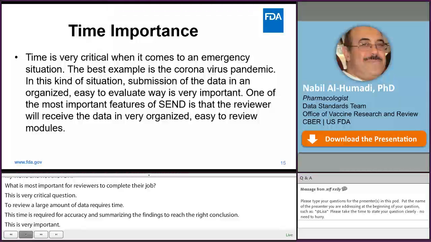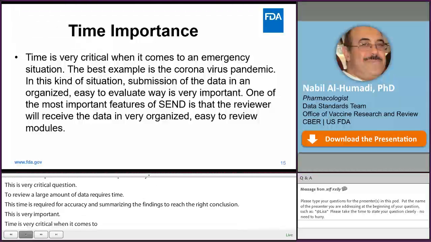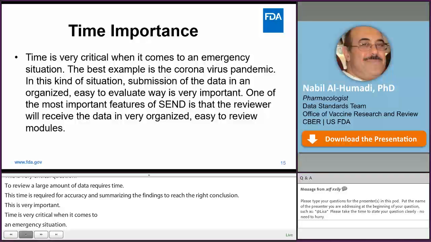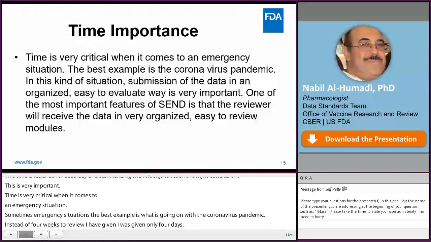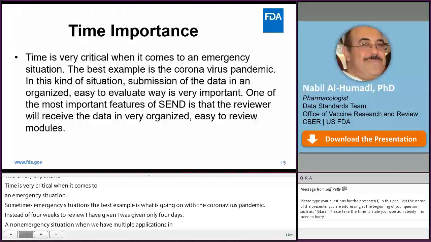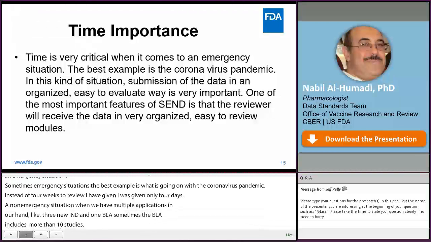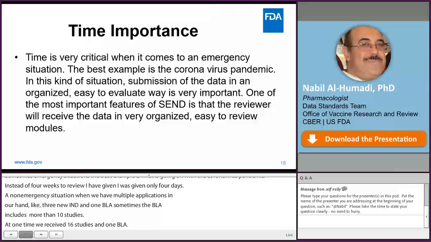In emergency situations, the best example is what is going on with the coronavirus pandemic. Instead of 4 weeks to review, I was given only 4 days. In non-emergency situations, we may have multiple applications in hand, like 3 new INDs and 1 BLA. Sometimes the BLA includes more than 10 studies. At one time, we received 16 studies in 1 BLA, even though they were distributed between 2 reviewers. We ended up with 8 for each one of us. Still, this is a lot of studies to review.